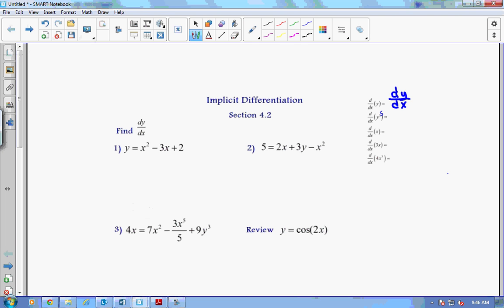Okay, what's the derivative of y to the 5th power? Y to the 5th power. So normally we're used to seeing x to the 5th power, right? So this is saying we're taking the derivative of y to the 5th with respect to x.